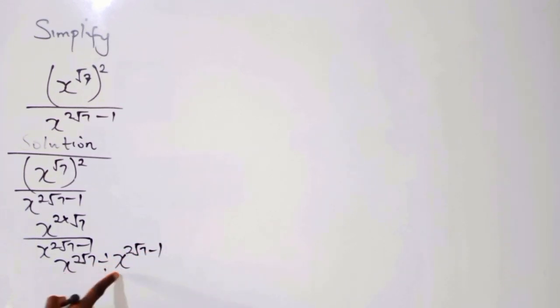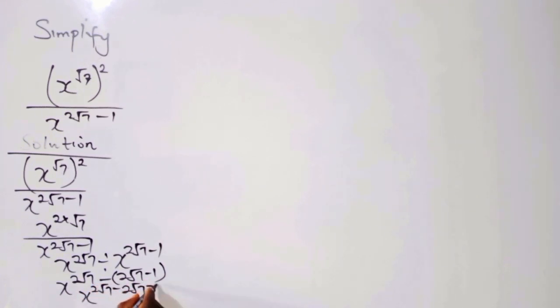By the law of indices, dividing the same base, we pick out one and subtract the power, so we have 2 root 7 minus (2 root 7 minus 1). Here we have x to the power 2 root 7 minus 2 root 7, and minus times minus 1 is plus 1. This subtracts, so we have just 1. So x to the power 1 is our final answer. Thank you very much.